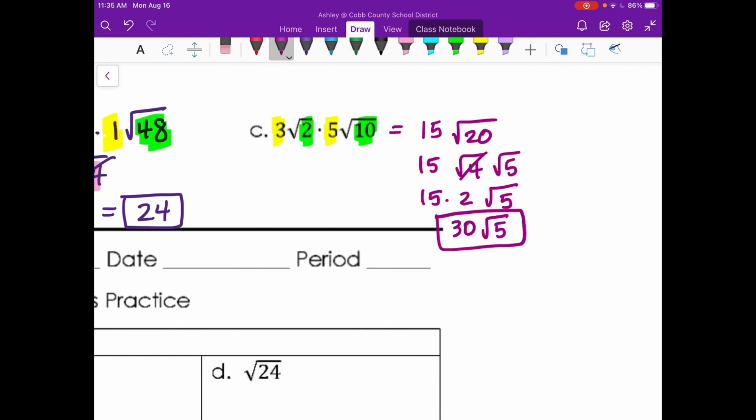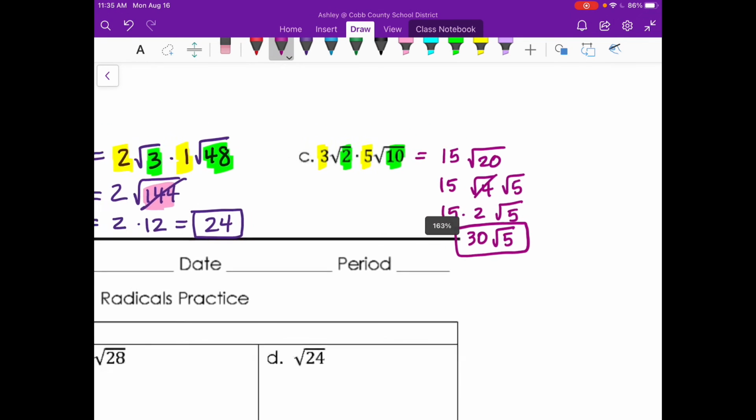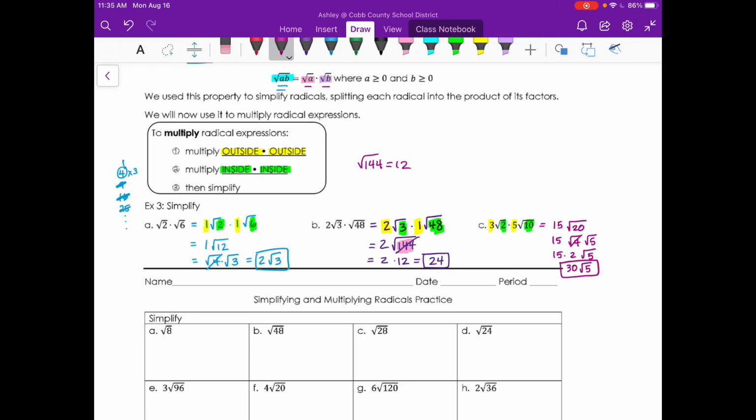So that's it. When you're multiplying two radical expressions, you multiply the outside times the outside, and then you multiply the inside times the inside, and then you simplify by bringing out any perfect squares and multiplying them times the coefficients that are already there.